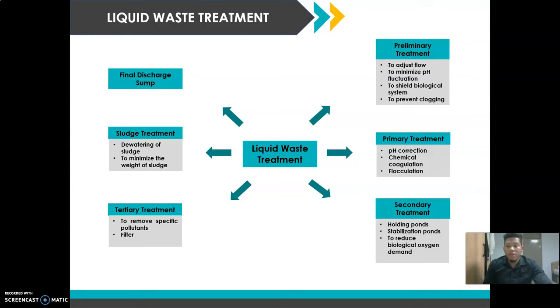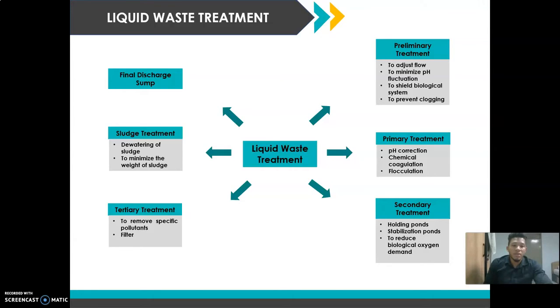Primary treatment is done by pH correction, chemical coagulation, and flocculation. Secondary treatment is done by using holding and stabilization ponds, and the goal is to reduce biological oxygen demand in the water. Tertiary treatment is done to remove specific pollutants such as non-biodegradable materials and heavy metals, and it will be done by using a filter.